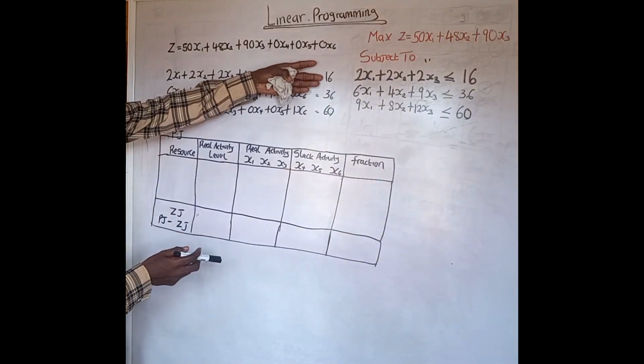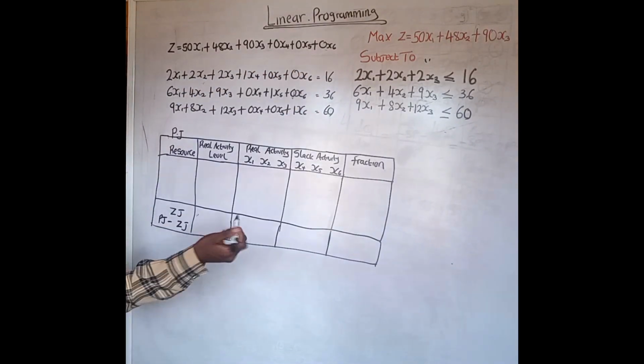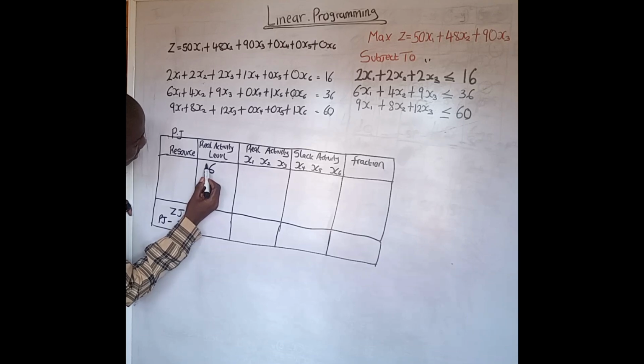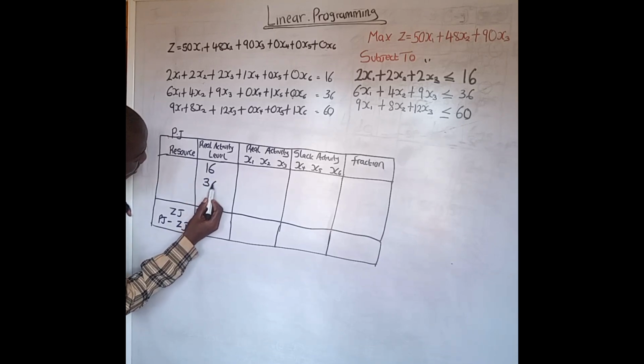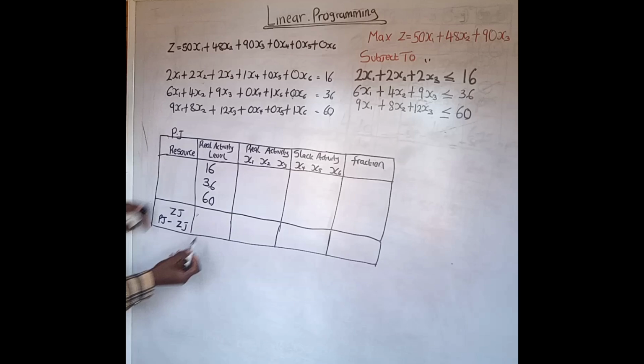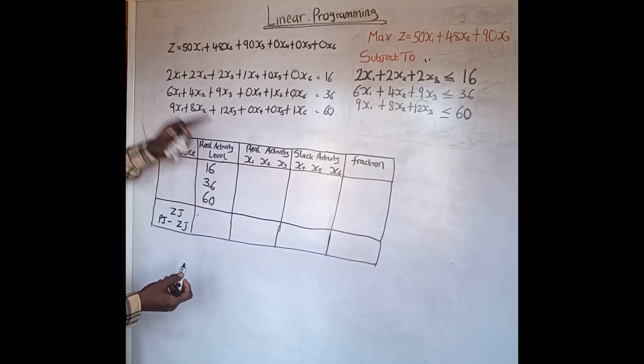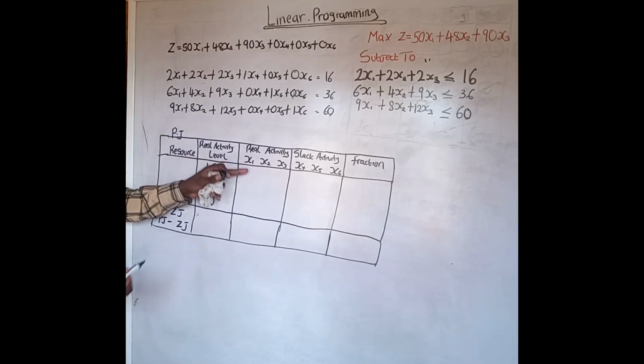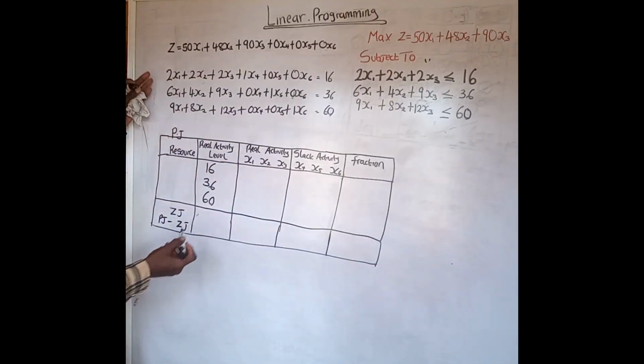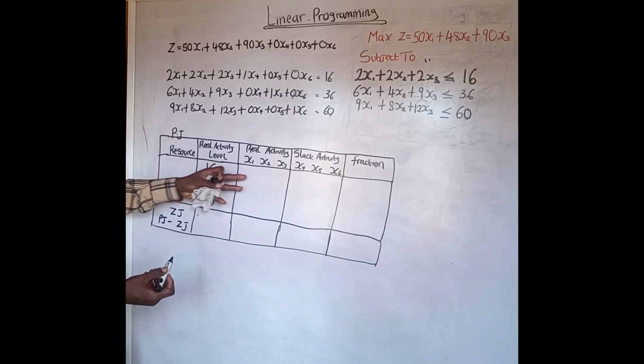For example, in this place, I have 16, 36, and 60. So for this one, I will have 60, 16, 36, and 60. And for the real activity, I will look at the coefficients of my x1, x2, and x3 on the constraint. I will look at the coefficient and then put them there.